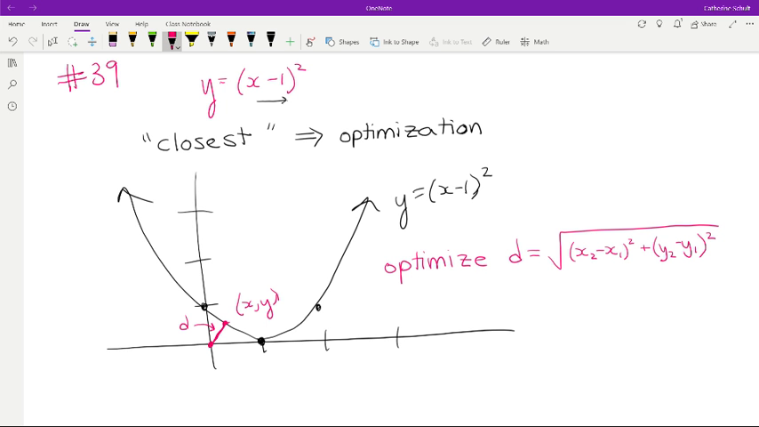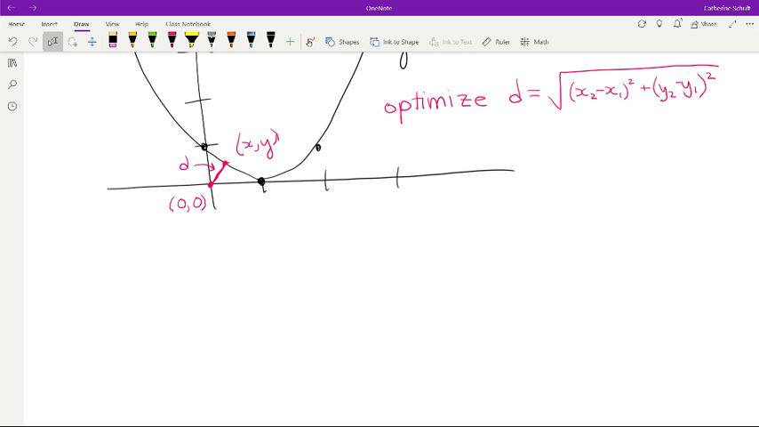Let's start plugging things in. First of all, we have the point x and y. That's one point. And then what's the other point? 0, 0. That's just awesome. I love working with zeros, all right? So really, D is equal to the square root of x2 minus x1, so x minus 0 is x, squared, plus y minus 0, y2 minus y1, which is just y, so then it's y squared. So that looks better, okay? So this is what we want to optimize.